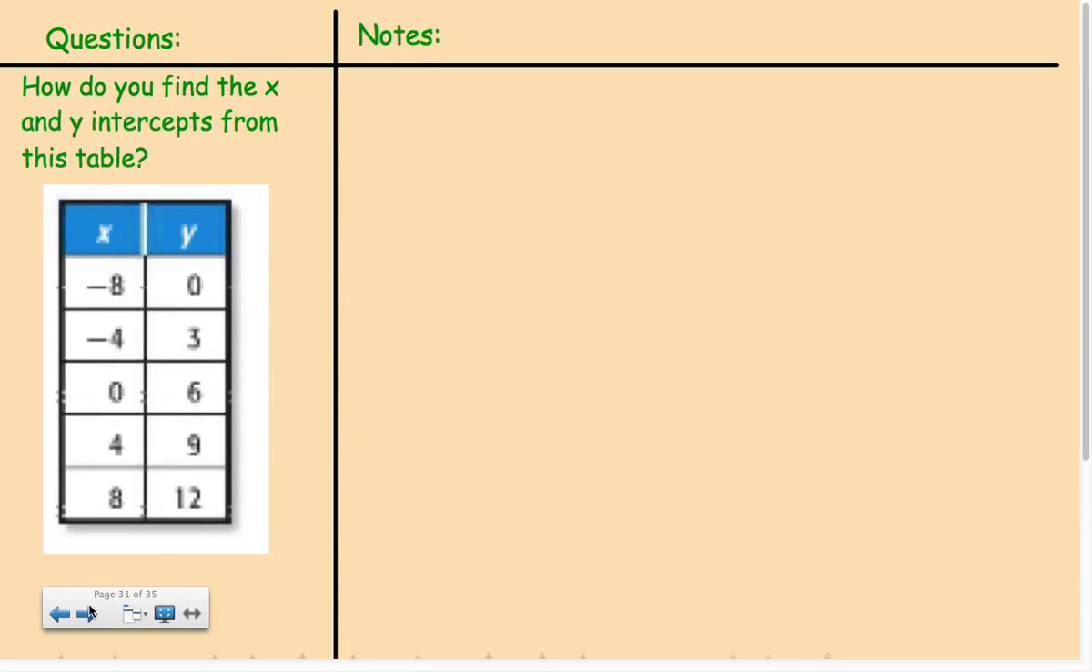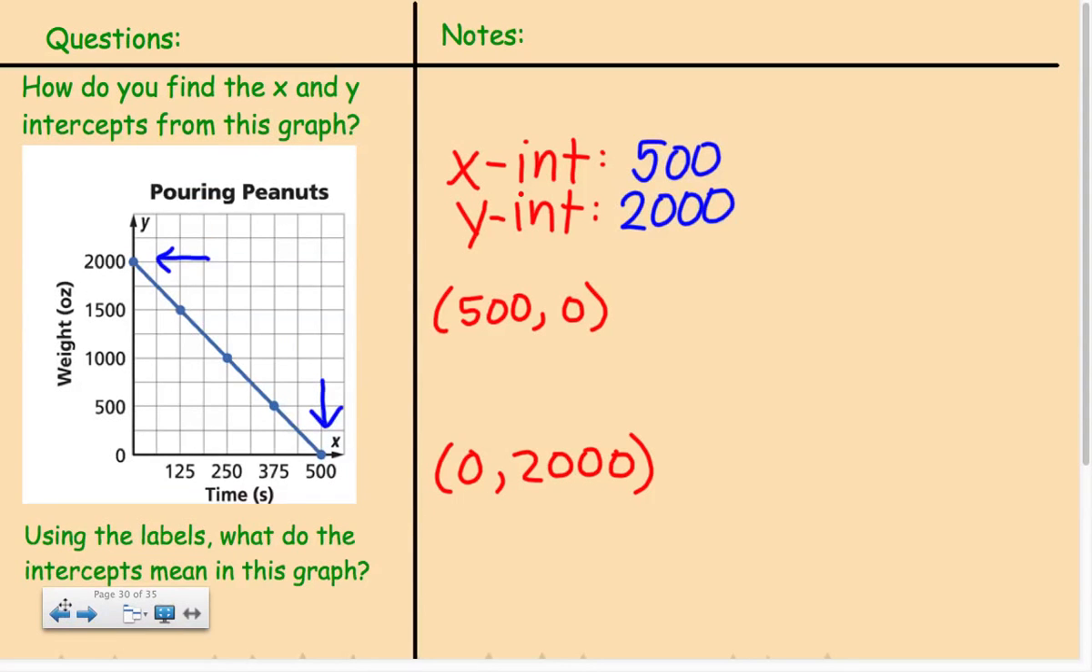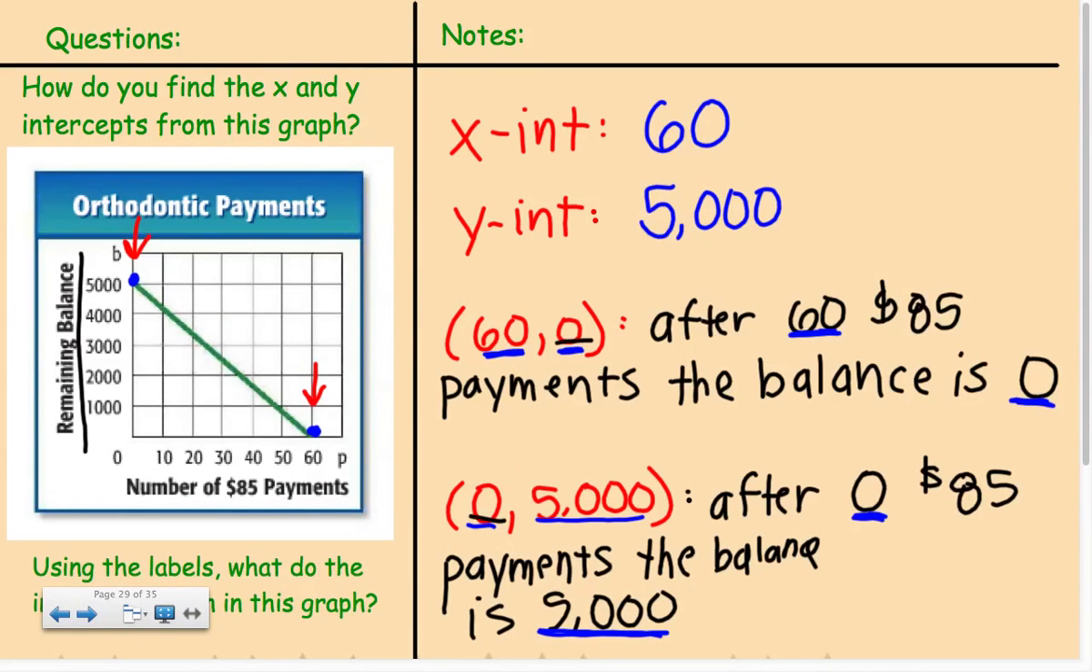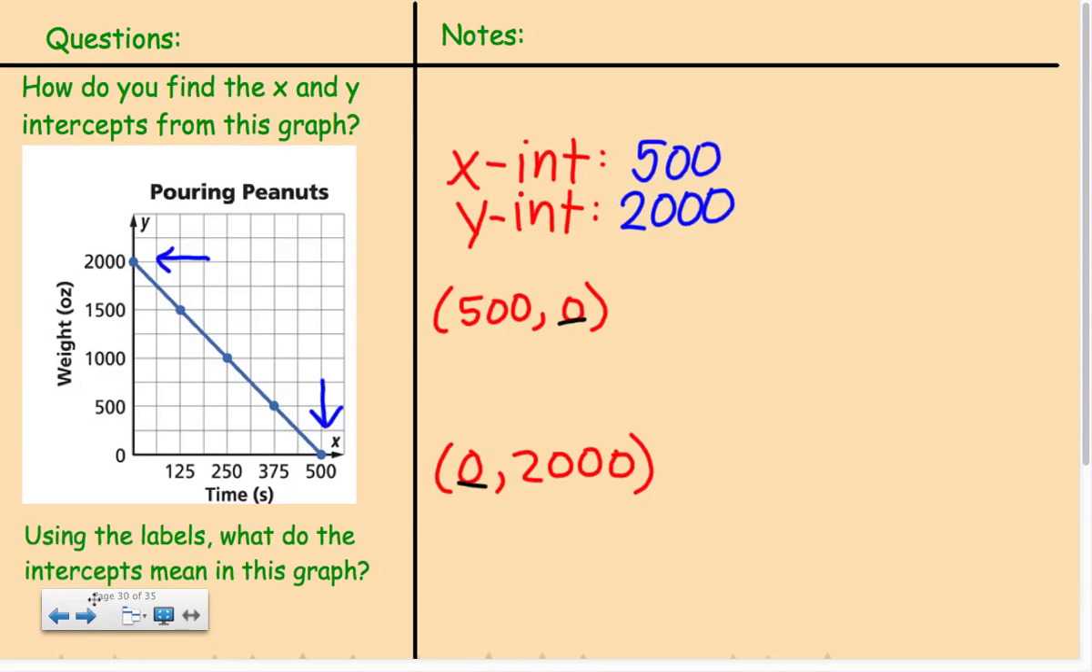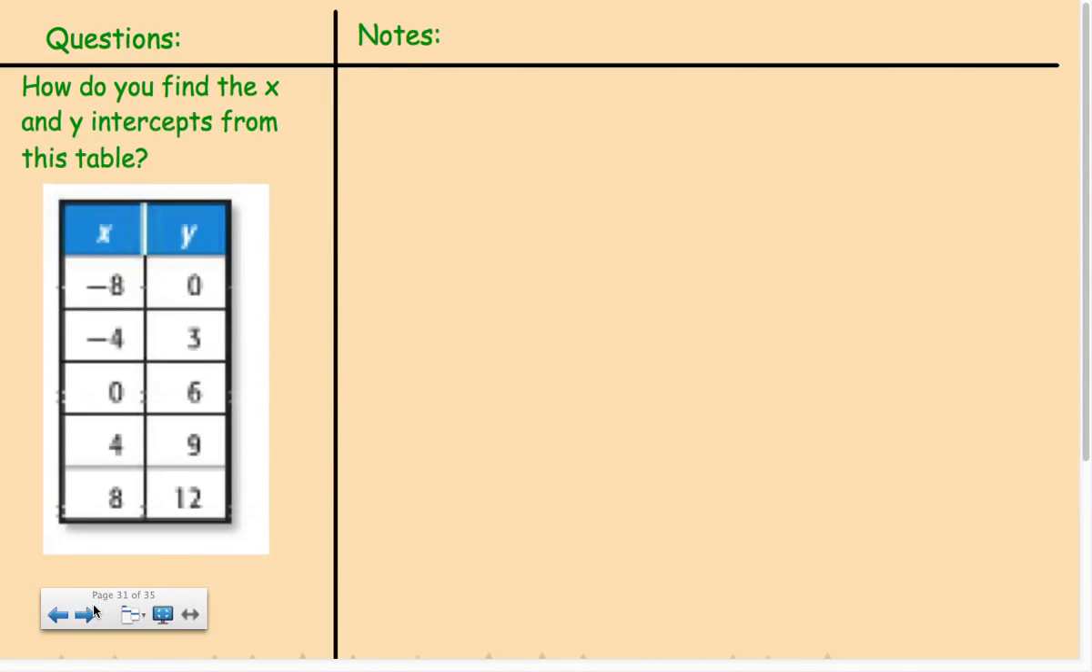How do you find the x and y intercepts from a table? Well, look at here. If we always found our intercepts, look at those coordinate points. 0, 0, 0, 0, and 0, 0. So we always are looking for zeros. So let's identify where the zeros are in this table. Here is a 0, so I'm going to circle that. And here is a 0, so I'm going to circle that. My x-intercept and y-intercept.